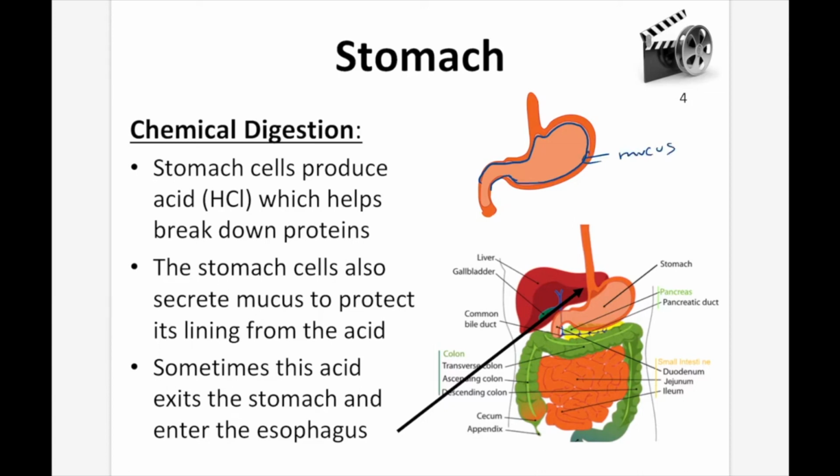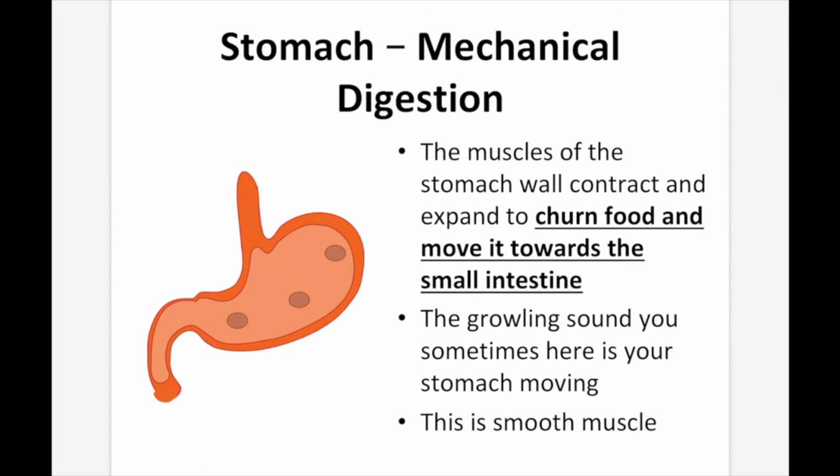Now, sometimes this acid exits the stomach and enters the esophagus, which isn't good. So if you get that acid in here, that's good. It breaks down food. But sometimes it goes up here, and that can lead to things like heartburn or acid reflux.